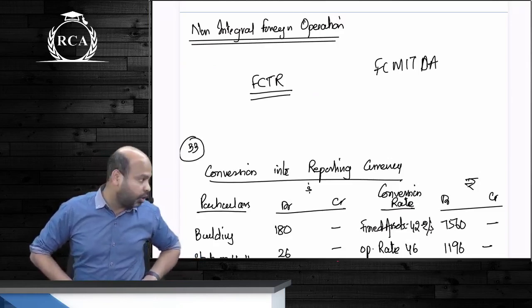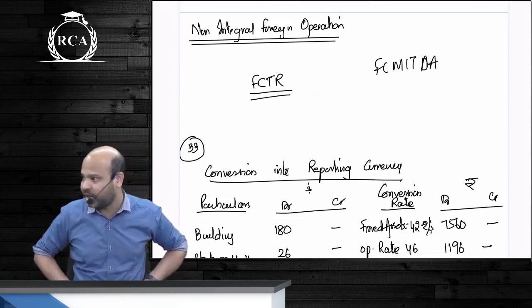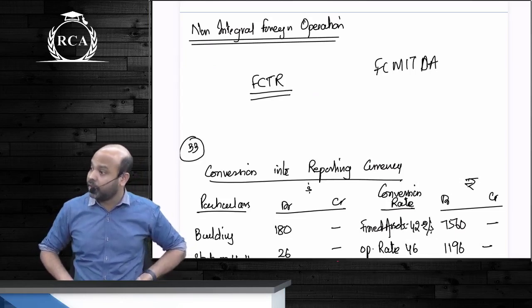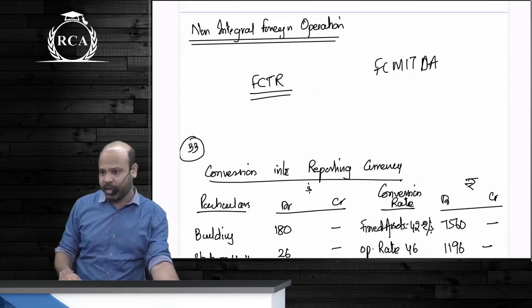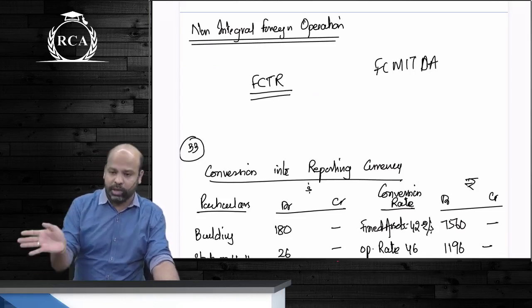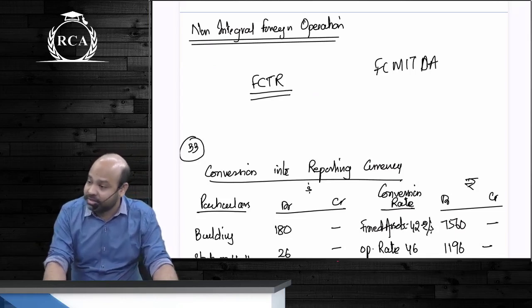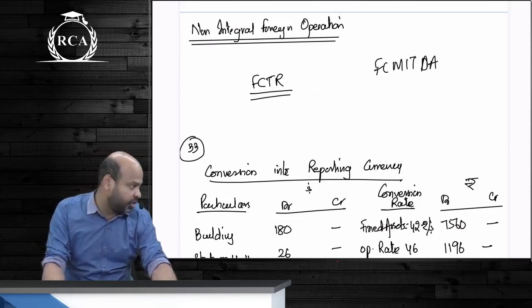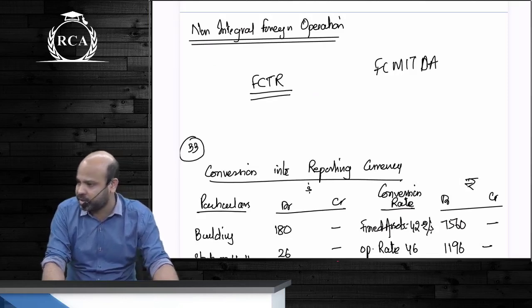Even if you convert a non-integral foreign operation into an integral foreign operation, guys, you cannot use that FCTR balance till the date you dispose of that foreign operation. If a part disposal is made, you can convert part of that amount to a free reserve. Is that clear, guys? समझ में आ रहा है नहीं आ रहा है? So these are the conversion rules that we have learned in relation to your foreign operations. Any doubt in them, guys?